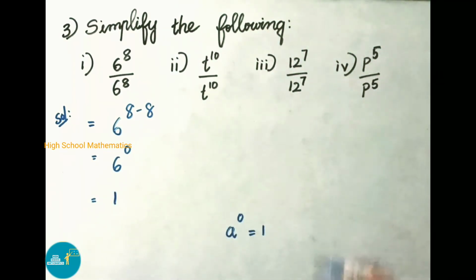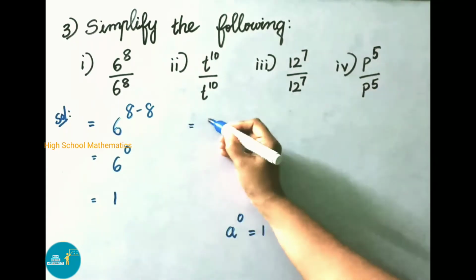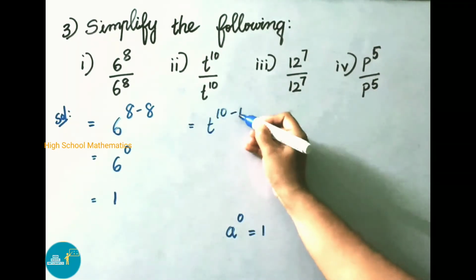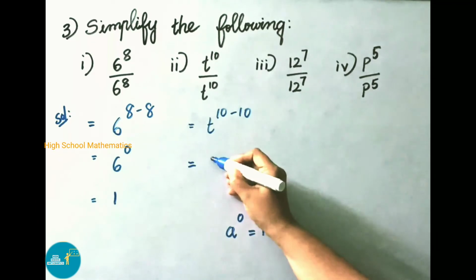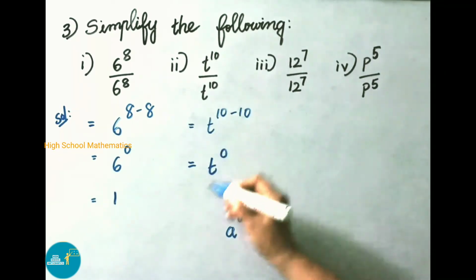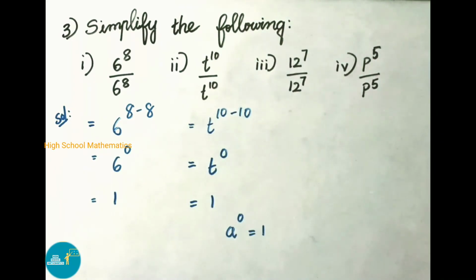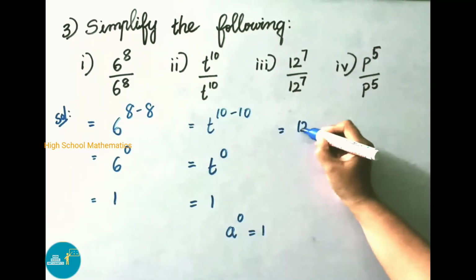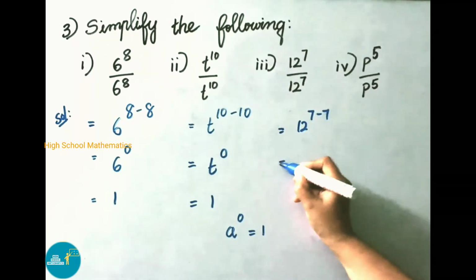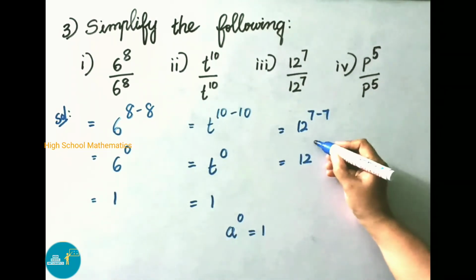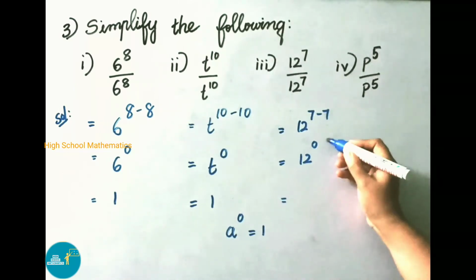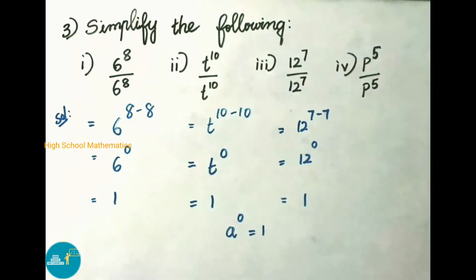See now second one t power 10 by t power 10. That equals to t power 10 minus 10. That equals to t power 10 minus 10 is 0. That equals to t power 0 means 1. See now third one 12 power 7 by 12 power 7. That equals to 12 power 7 minus 7. That equals to 12 power 7 minus 7 is 0. That equals to 12 power 0 means 1.